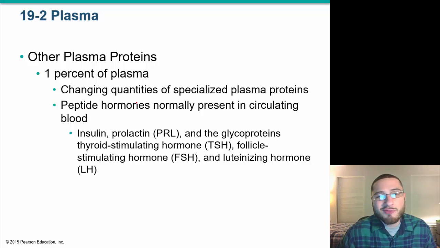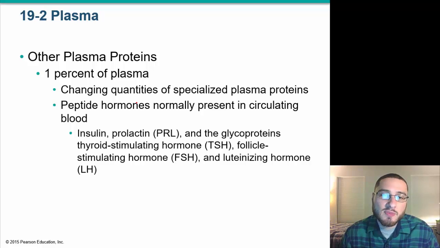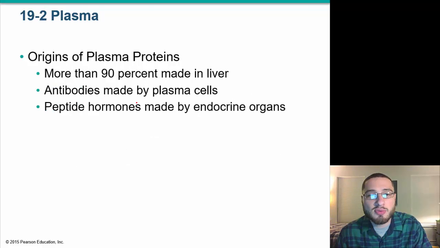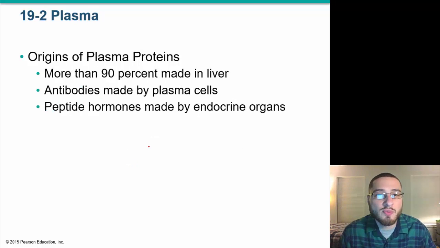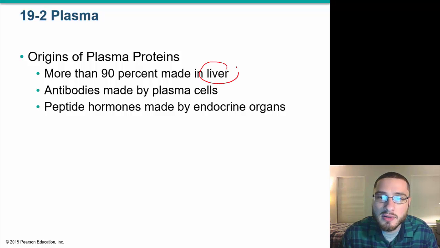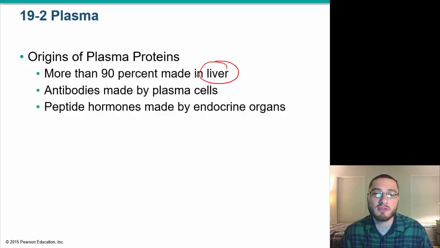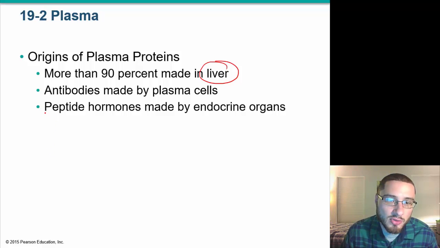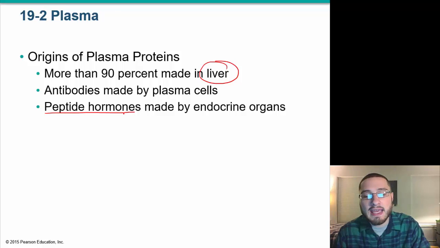And then other plasma proteins make up about 1% of the plasma, with changing quantities of specialized plasma proteins. You have these proteins or peptide hormones which are normally present in circulating blood: insulin, prolactin, TSH, FSH, LH. All of these are part of those plasma proteins. As for origins, more than 90% are made in the liver. So if you're ever curious about the function of the liver, it has a very important role in creating these plasma proteins. Antibodies are made by the plasma cells, and then once again you have these plasma hormones made by endocrine organs.